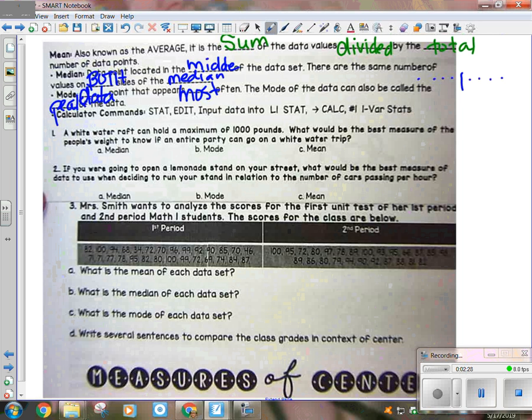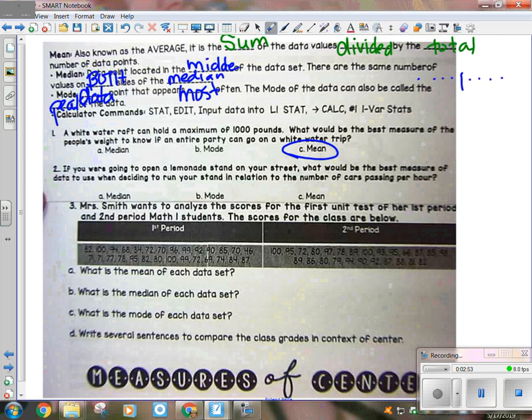A whitewater raft can hold a maximum of 1,000 pounds. What would be the best measure of people's weight to know if an entire party was to go on a whitewater trip? Median, mode, or mean? I would want to know the mean. If everybody averages around this many pounds, and you multiply by that number of people, you get a guesstimate of whether you could afford to go or not.